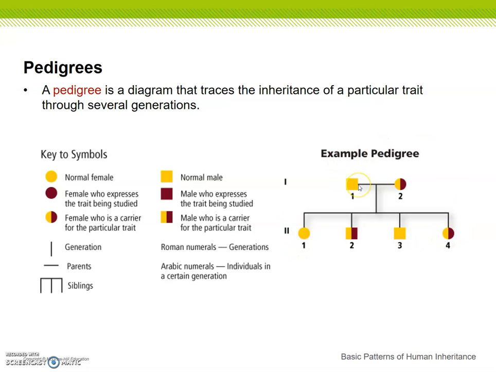We see a normal male who had children with a female who's a carrier for the trait but does not express it. And their offspring, they have a normal female, they have a male who's a carrier for the trait, a normal male, and a female who is a carrier for the trait. So it's a 50-50 chance here to have that trait in this pedigree.